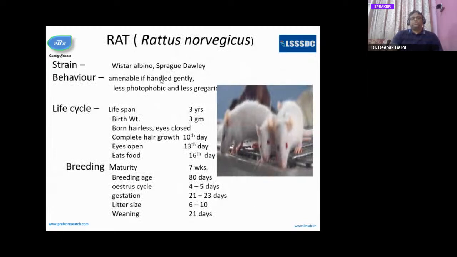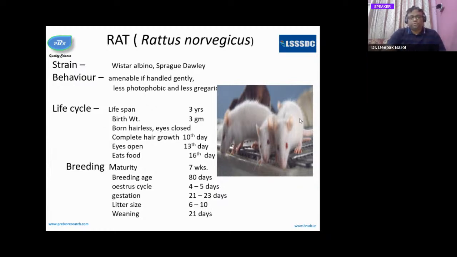And another species which is equally important in animal testing in drug discovery is the rat, right? These are a few strains I've mentioned. The most common strain is Wistar rats or Sprague Dawley rats. On the right hand side, you can see the picture. They're white in skin color, and they're beautiful animals, very easy to handle. Gently you can handle them, and very easily they can be manipulated.